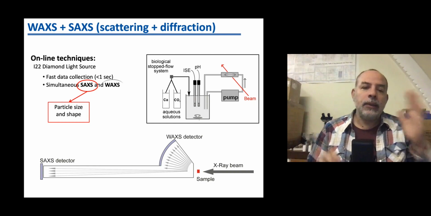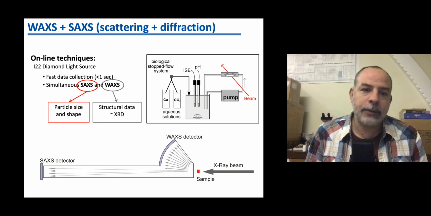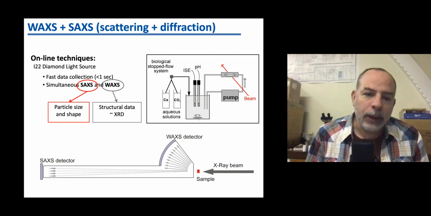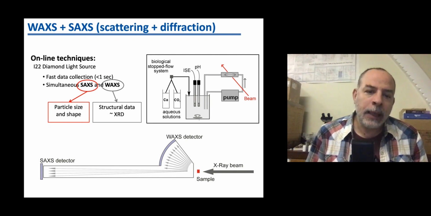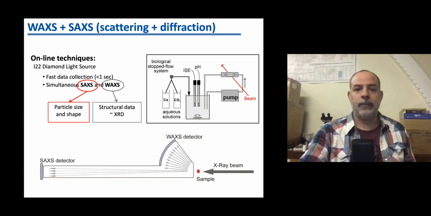So these techniques, SAXS, which stands for small angle X-ray scattering, and WAXS, which means wide angle X-ray scattering, give us particle size and shape, the first one, and structural data, X-ray diffraction, the second one.